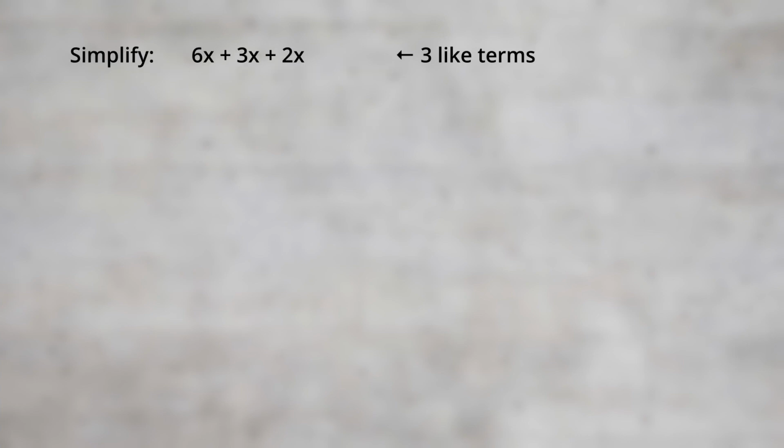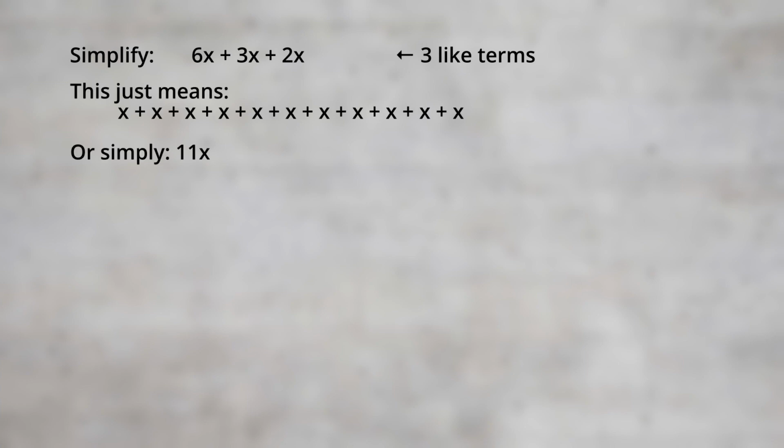How would we simplify an expression such as 6x plus 3x plus 2x? First, notice there are 3 terms. Also notice that all the terms have exactly the same variable x. These are all like terms, so we can add them. We have 6x's plus 3x's plus 2x's. The numbers in front tell us how many x's are being added. Altogether, there are 11 x's.